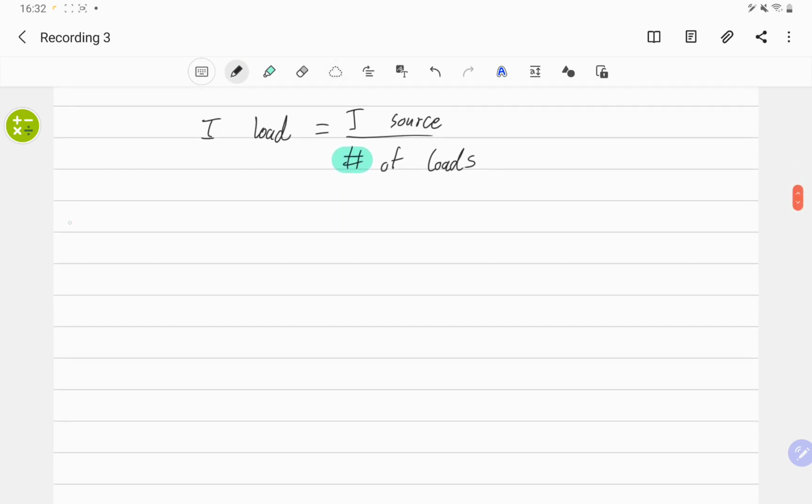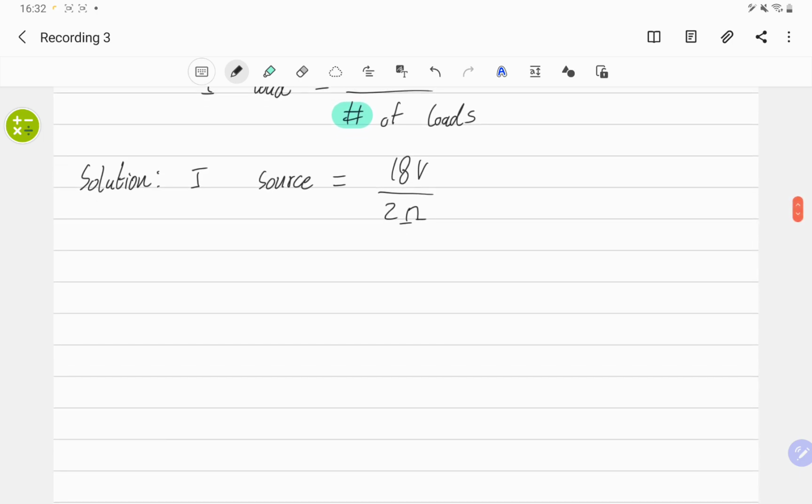So our solution, which is not going to be our final answer, is I source equals 18 volts divided by 2 ohms. We inputted our values here. And that will equal 9 ampere. The A here stands for ampere, which is the unit for current. It's the measuring unit for current.